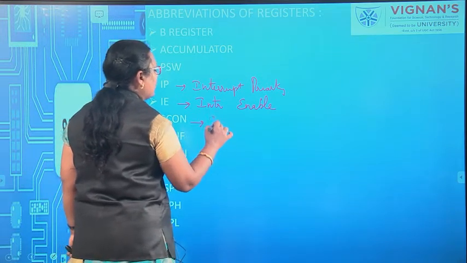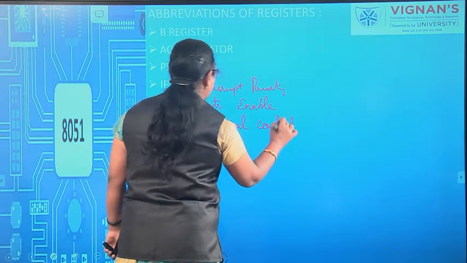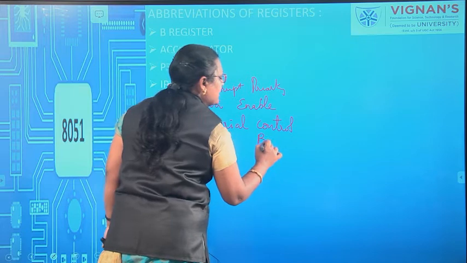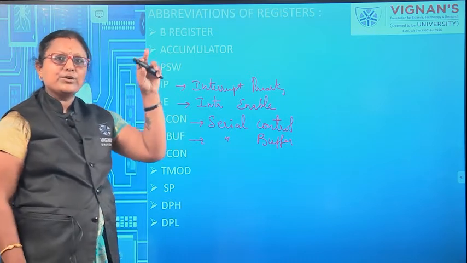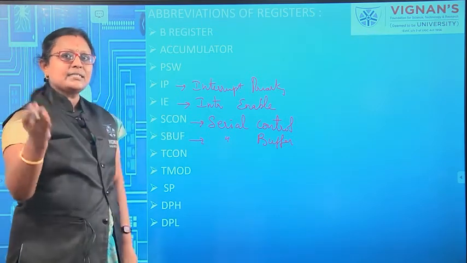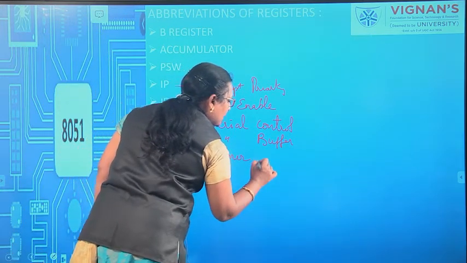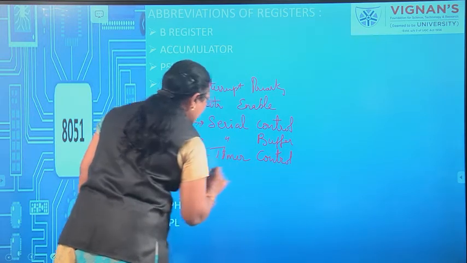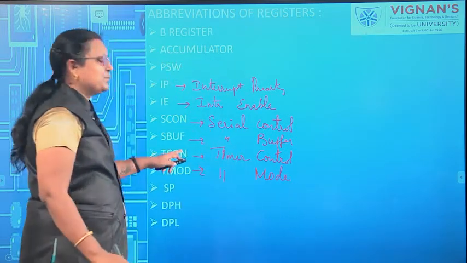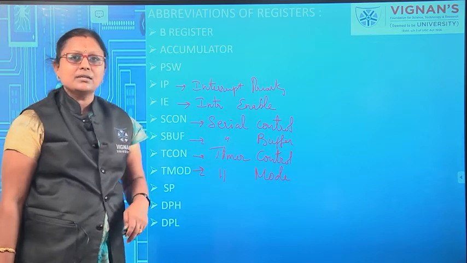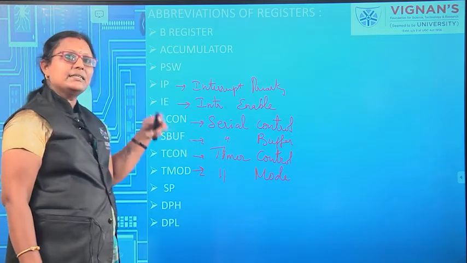And the next one is SCON, which is the serial control register, and SBUF is the serial buffer register. We will study these two registers in detail in the serial communication interface in the upcoming sessions. And this TCON is the timer control register, and this TMOD is the timer mode register. These two registers will be discussed in detail in the timer and counter session in the upcoming sessions.